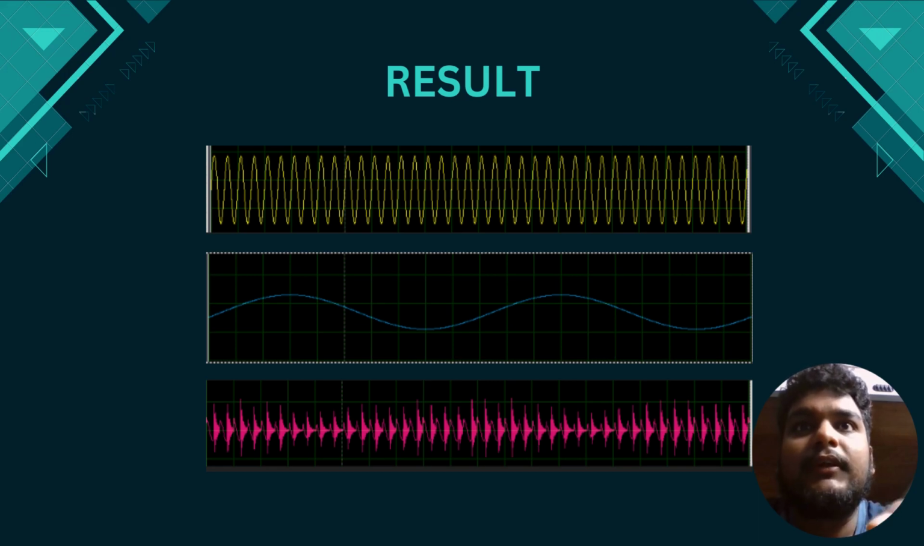For the result, this is the first output from the first AC source, which is 10 kilohertz, and this is the second output, which is 500 hertz, and this is the third one, which is the mixed modulated signal of both the first AC output and the second AC output, which is the combination of both. That's all for the result. Thank you.